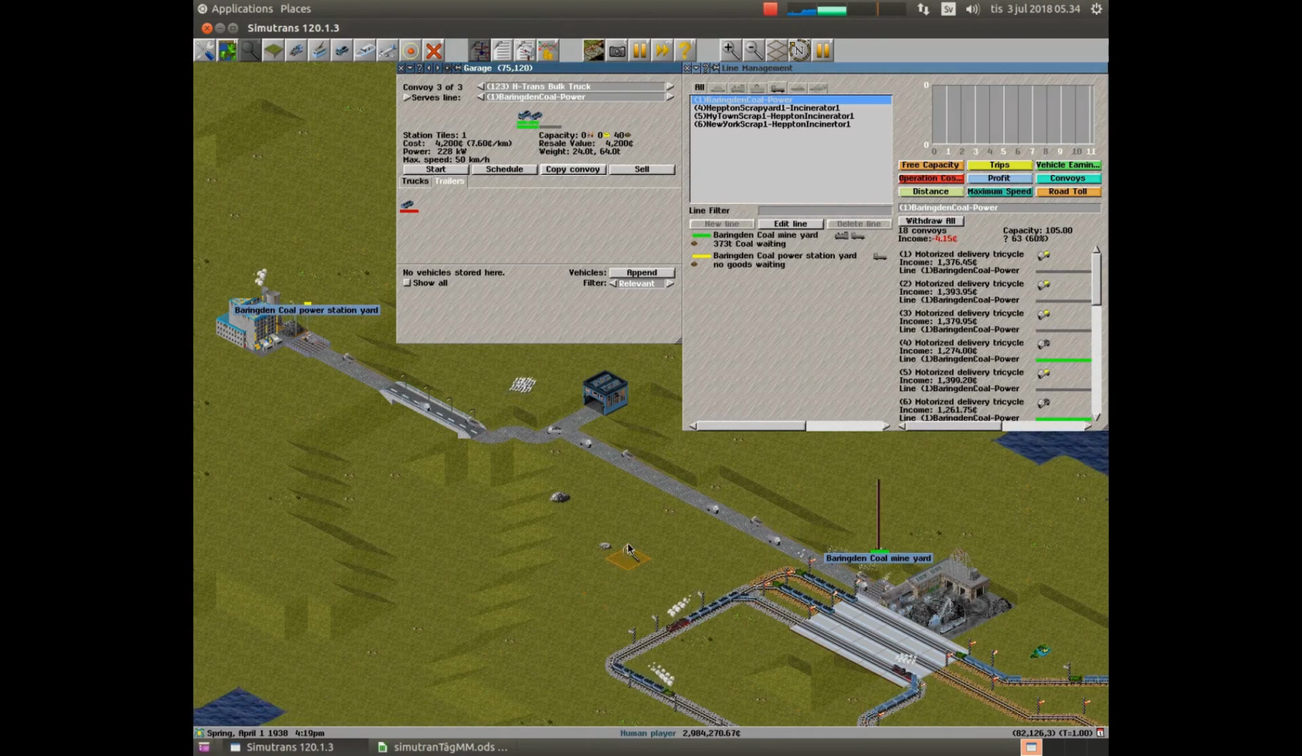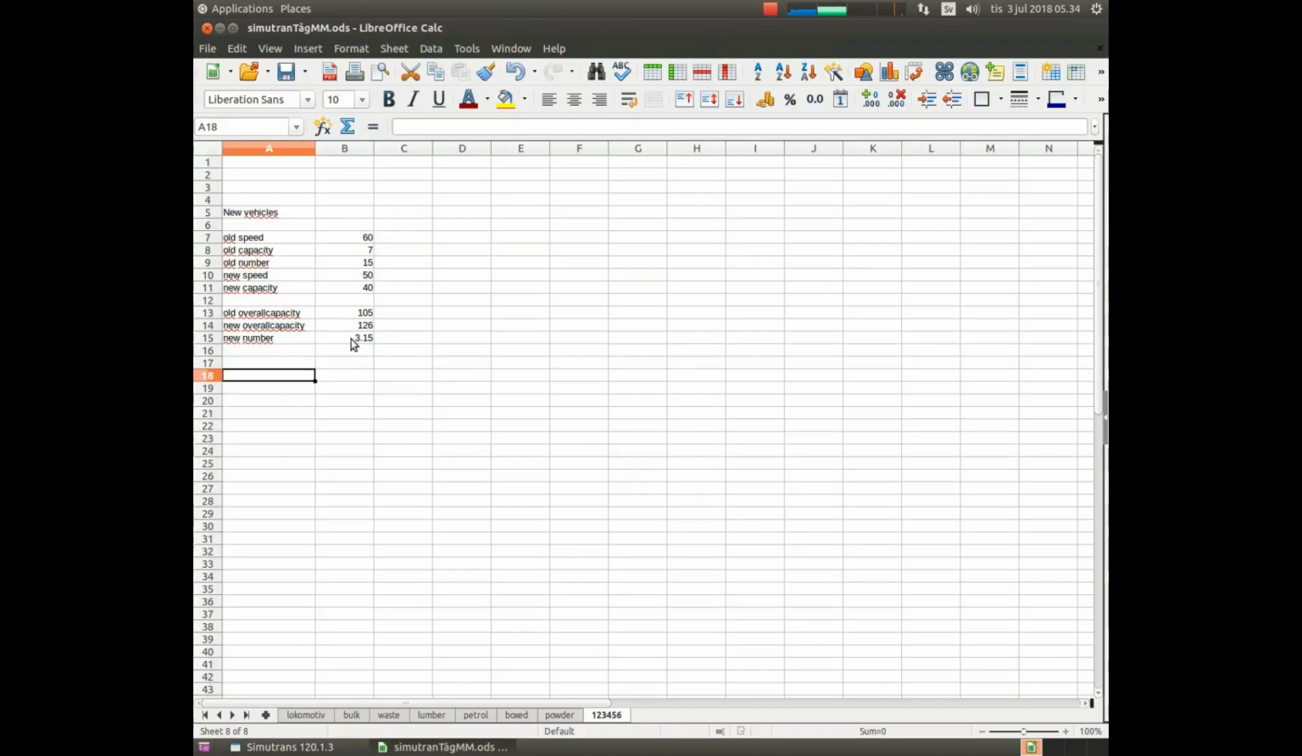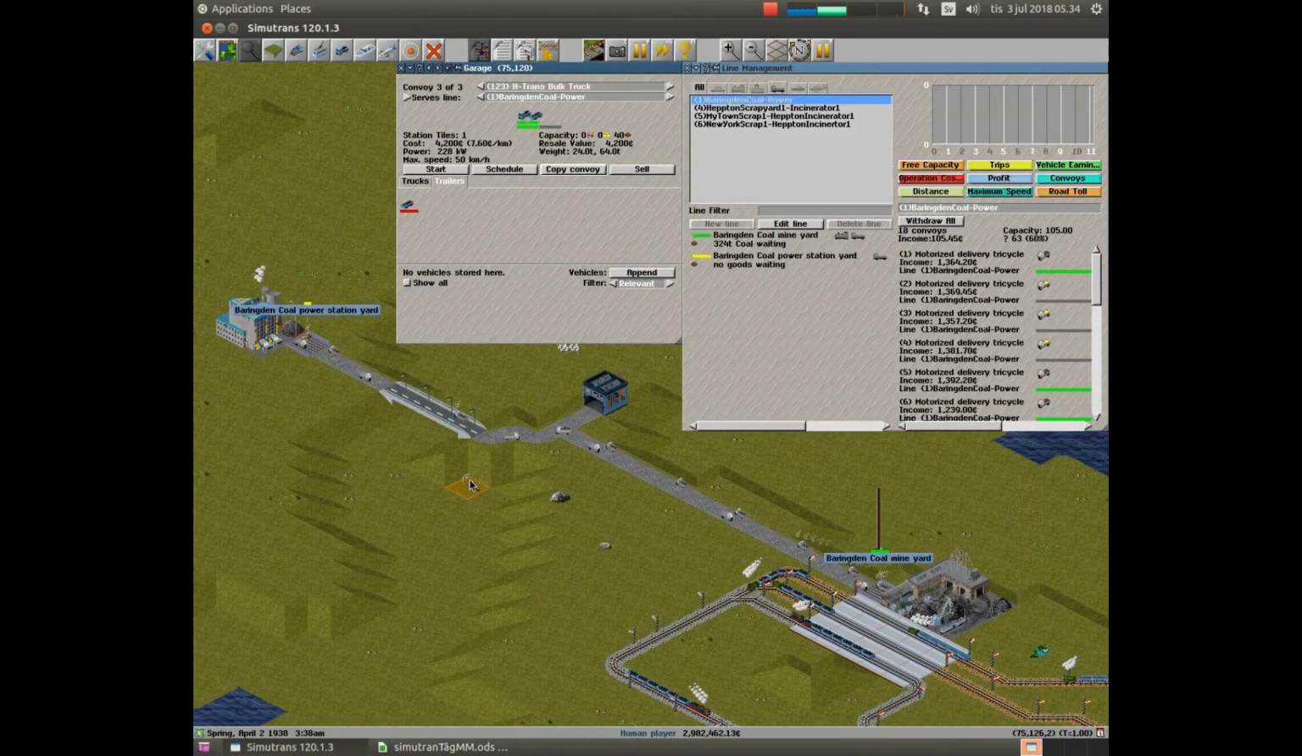It's time to move on to this line, driving trucks. And I have already calculated, and they say 3 point something. So I should try with 3 new trucks. The old one is some sort of motorcycle. And we should now take a look at the fast way to remove the old vehicles.